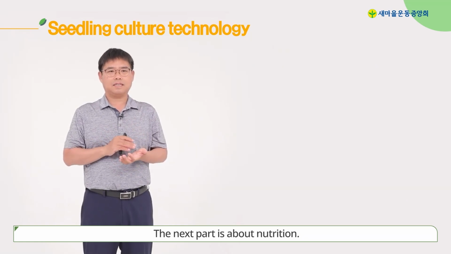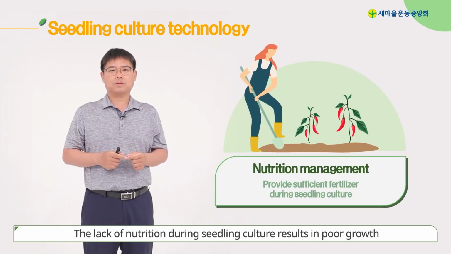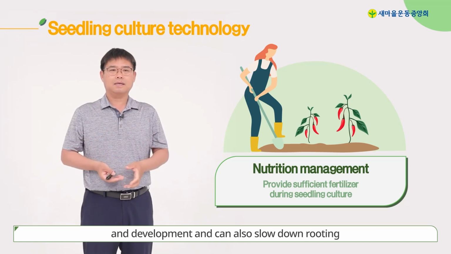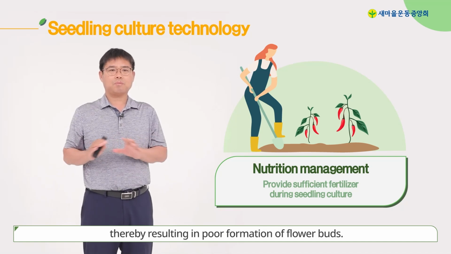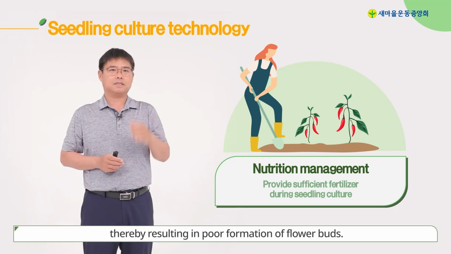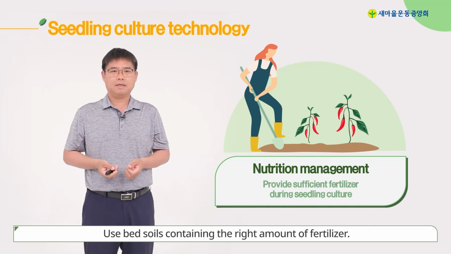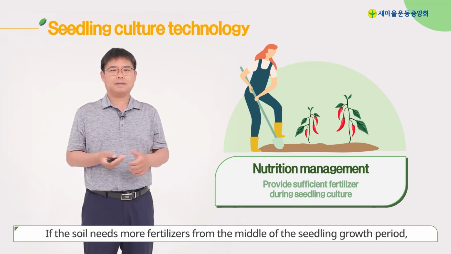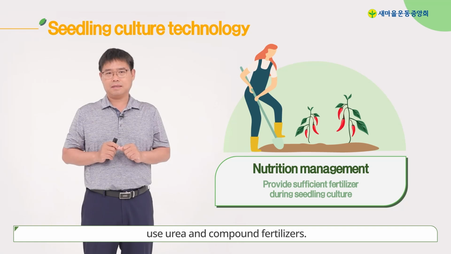The next part is about nutrition. The lack of nutrition during seedling culture results in poor growth and development, and can also slow down rooting when seedlings are transported onto the main field, thereby resulting in poor formation of flower buds. Use bed soils containing the right amount of fertilizer. If the soil needs more fertilizers from the middle of the seedling growth period, use urea and compound fertilizers.